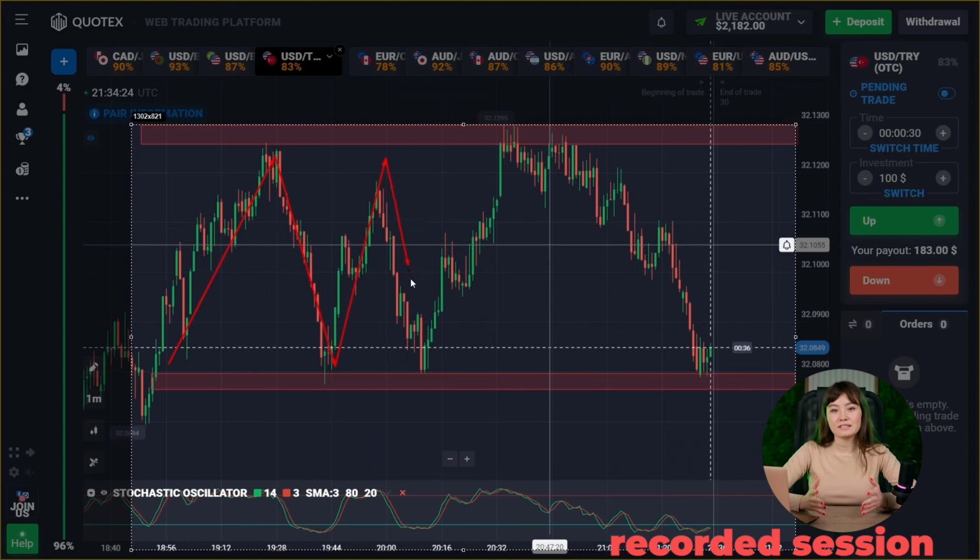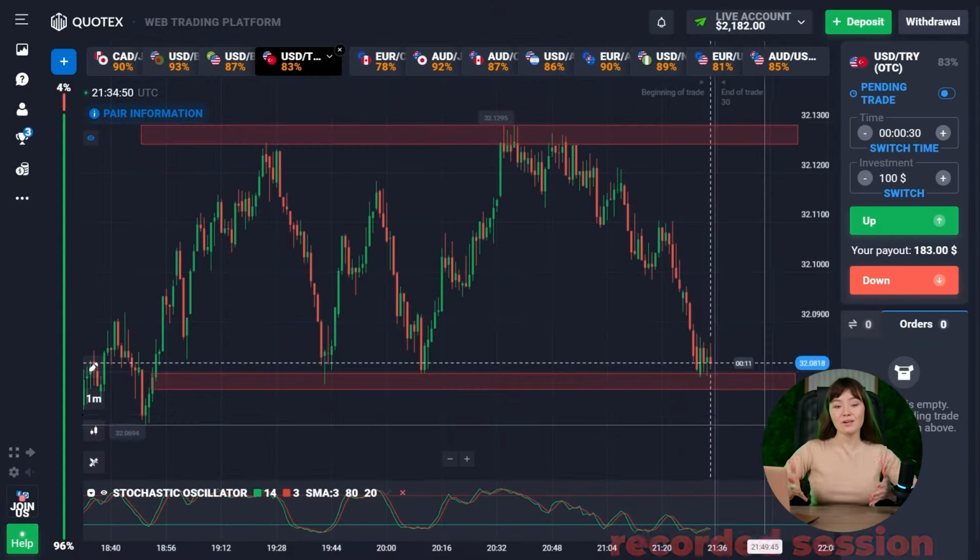Take the standard settings, except for the overbought and oversold levels. On Quotex, we default to 30 and 70. Change them to 20 and 80. This way the indicator will give fewer signals but cleaner ones.